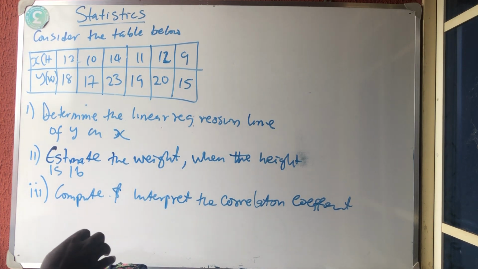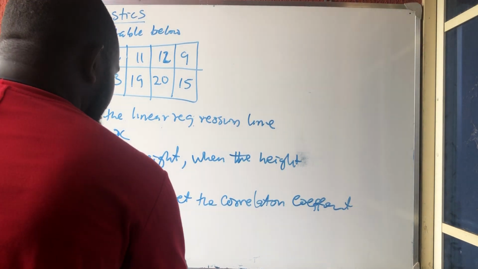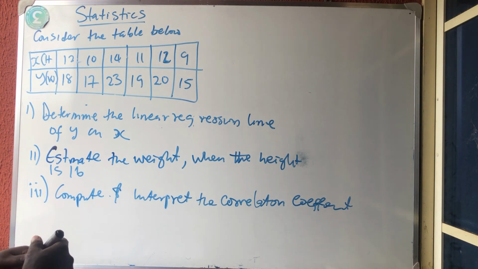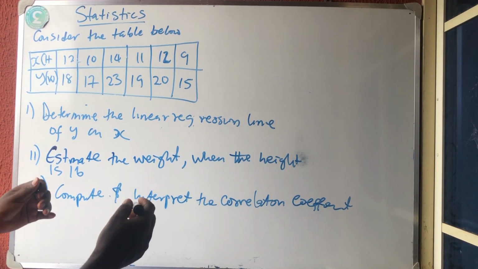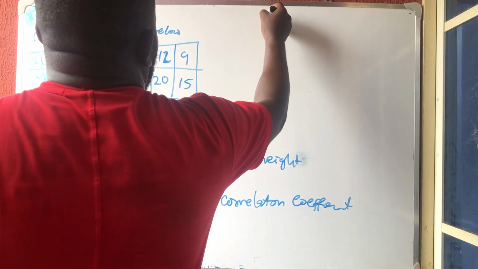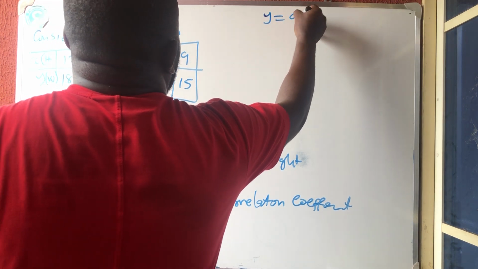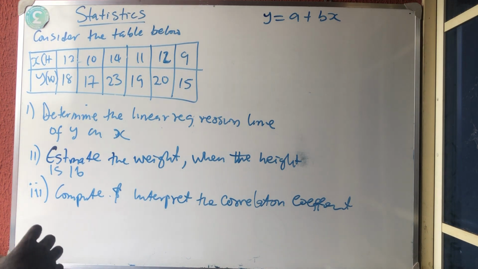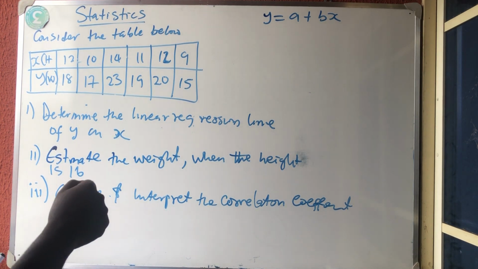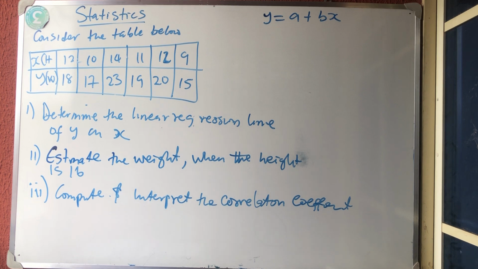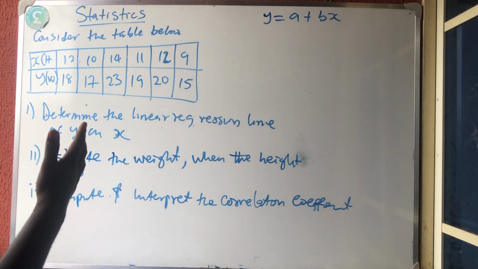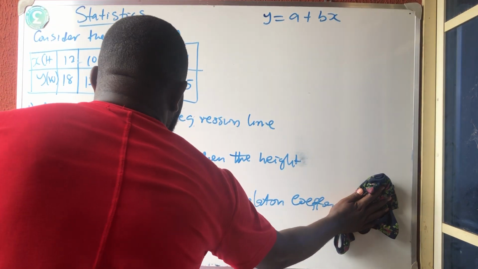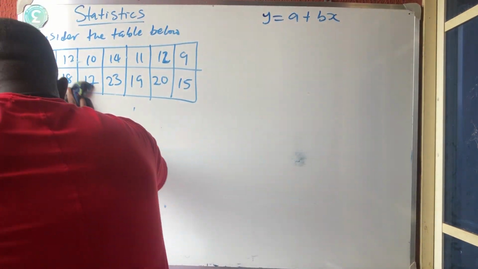Okay, now we know that they said determine the linear regression line of y on x. The linear regression line of y on x simply says y is equal to a plus bx, is it not? So we need to get our a and get our b. Now to get our a and b, in this part we did not plot any graph, so let's just solve. Don't forget this question. So let's solve.